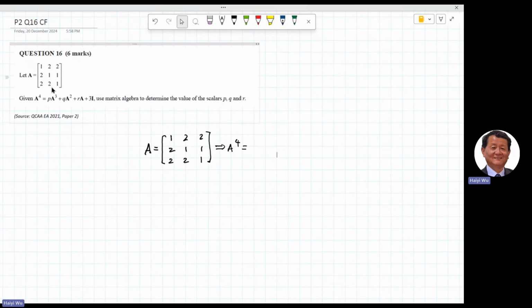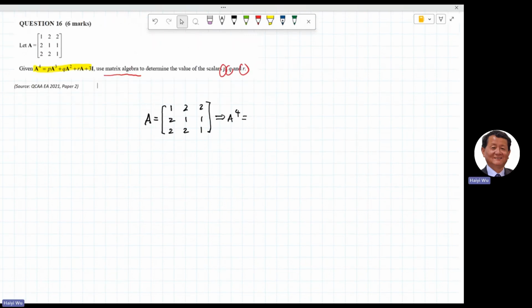All right, so we've got a 3 by 3 square matrix, and a matrix equation. We need to find those three scalar quantities using matrix algebra, so we're going to use the graphics calculator. Let me show you how to use the CASIO. I know some students use a different brand, but the principle is the same.